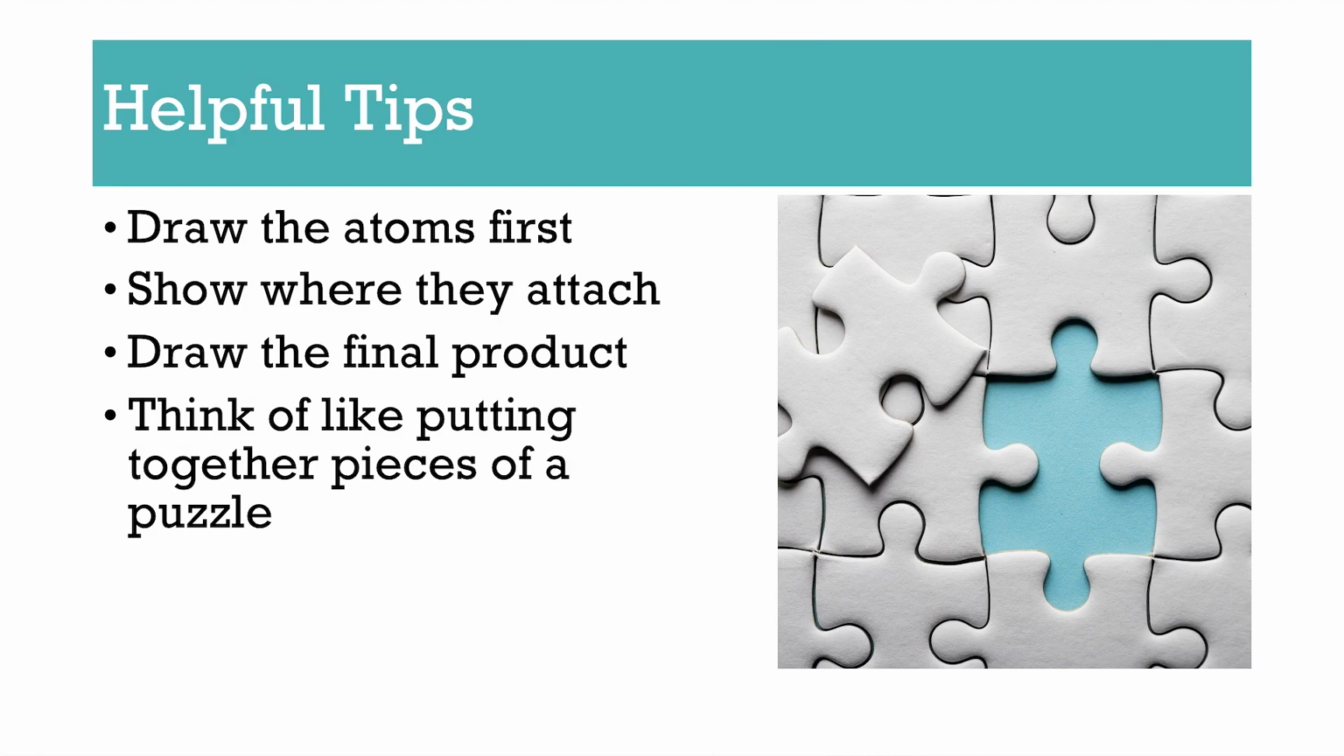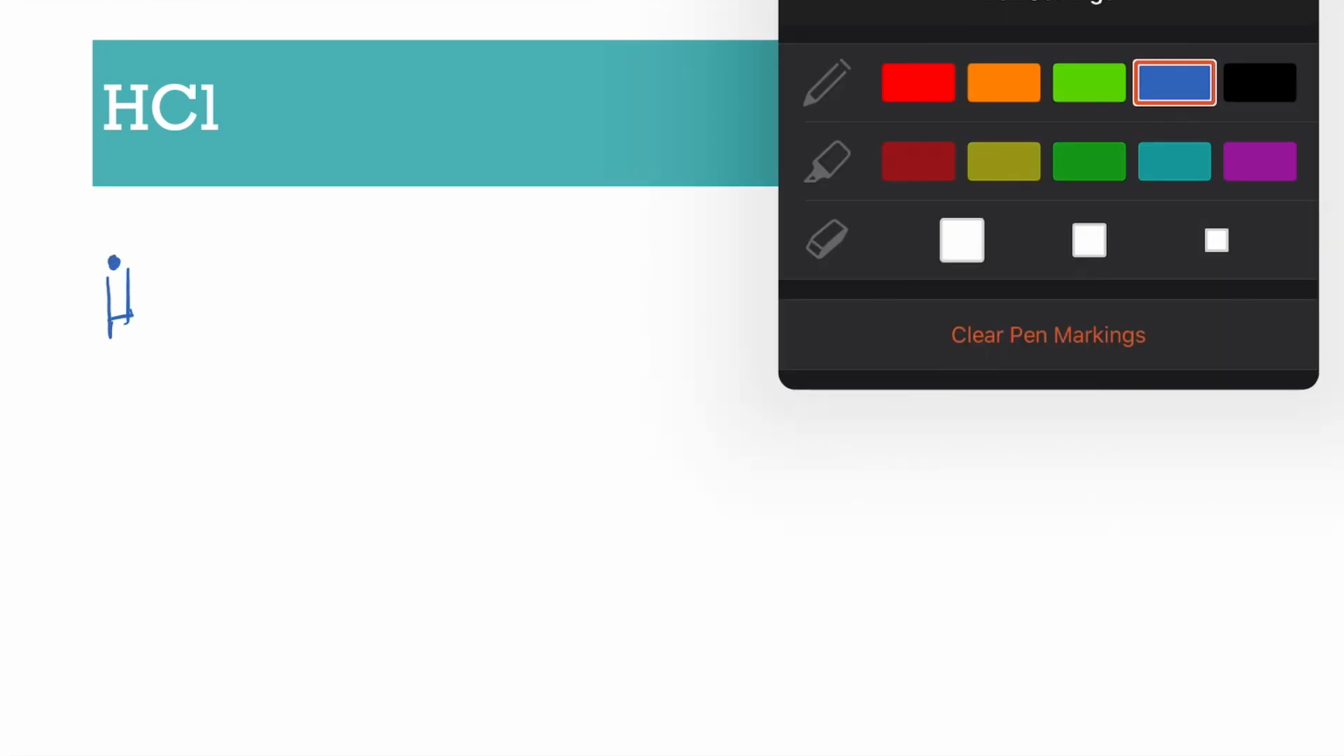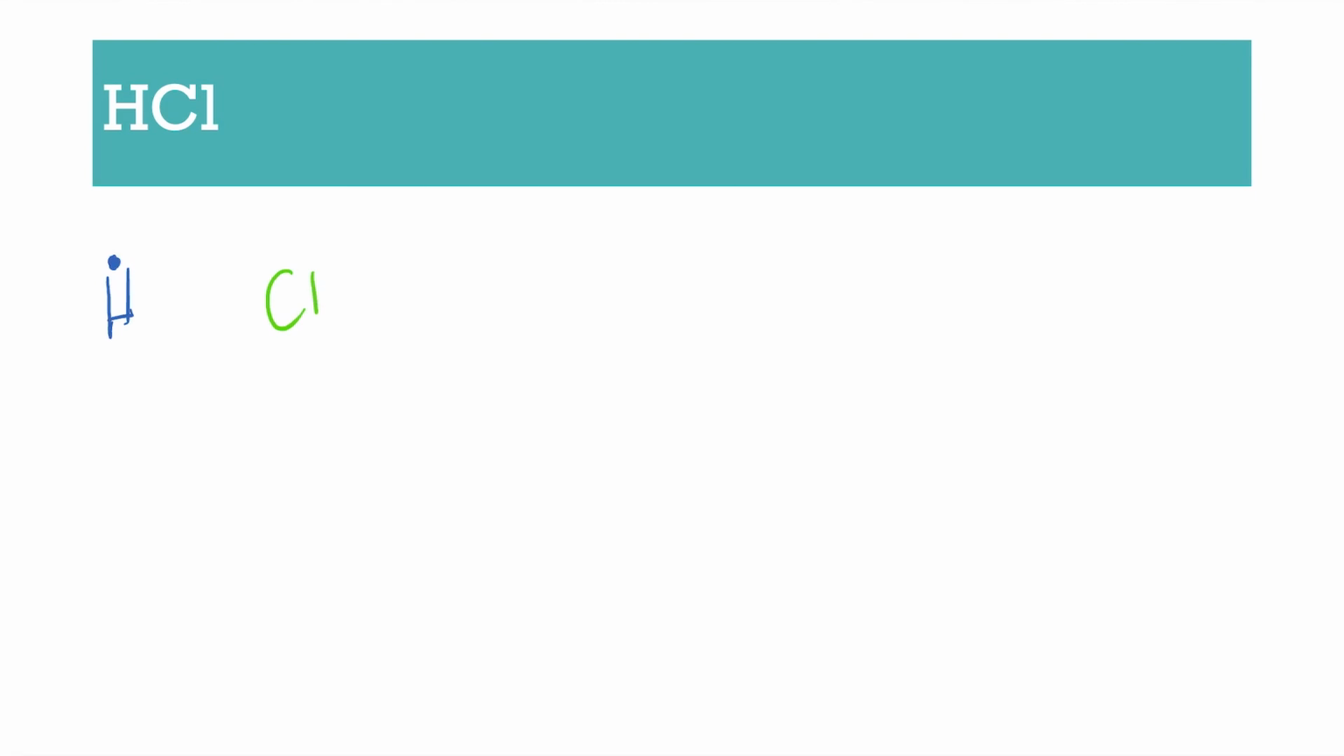But my rules, or my helpful tips, would be: draw the dot diagrams for the atoms first, then show where they attach, and then draw the final product. This way, the dot structures for the atoms act like puzzle pieces, and you're just arranging them to where they fit, kind of like putting together a puzzle. So if we look at HCl, we have H and we have Cl. I'm going to color code this to make it easier to follow.